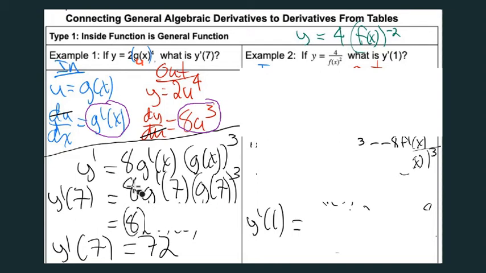So 8, this 8 becomes this 8. G prime at 7 on the table is 1. So the tangent slope for g at 7 is 1. And then I need to get the y value of g of x when x equals 7. And that's 3. And now I need to cube that. Okay, so 3 cubed is 3 times 3 times 3. That's 27. And then I have to multiply that by 8.